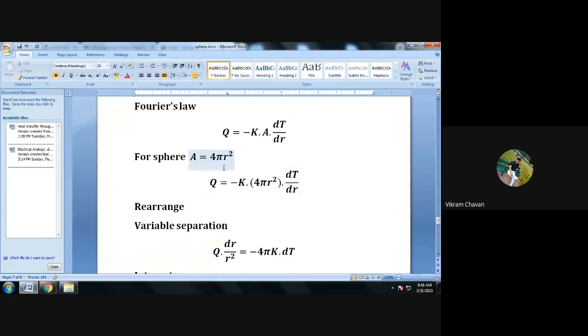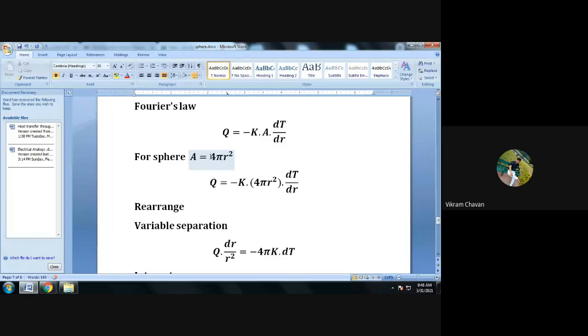Now for the sphere, the surface area is given as 4 pi r square. Sphere area is 4 pi r square. Write down Fourier's law, heat transfer in a sphere. Give the heading, subheading as heat transfer in a sphere.